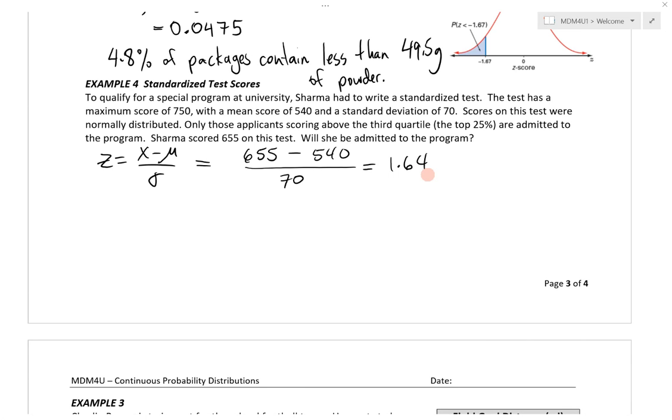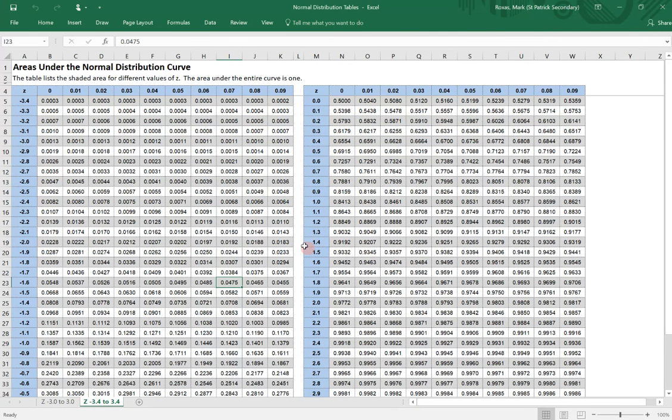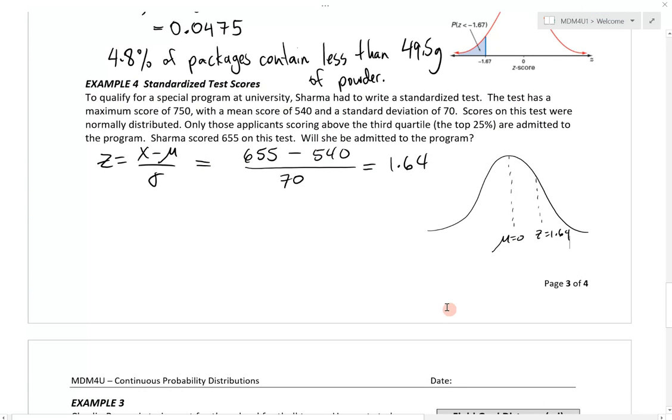Okay, so if you had a standard normal distribution, you have some mean value. Remember, the mean value for a standard normal distribution is 0, and you're 1.64 standard deviations above that. If I were to look on the z-score table for 1.64, I can find the area under the curve. So it would represent Sharma's probability. Okay, but let's look at the question. Will she be admitted to the program?